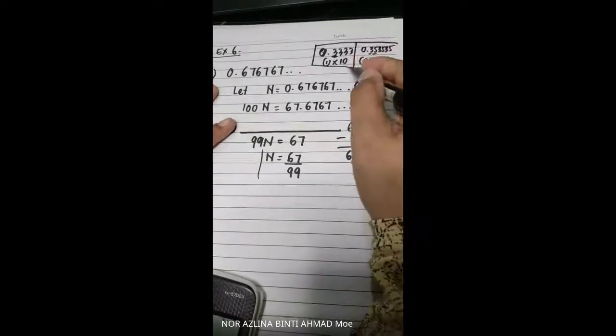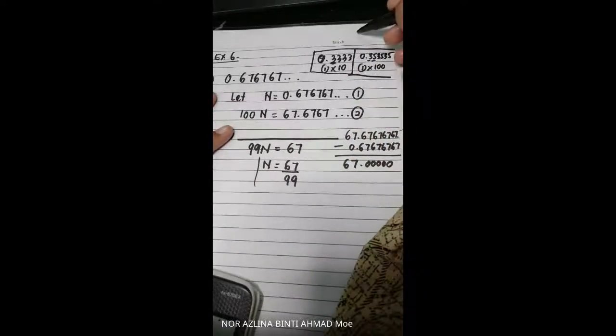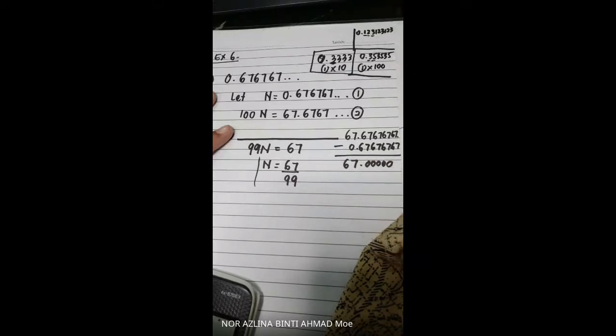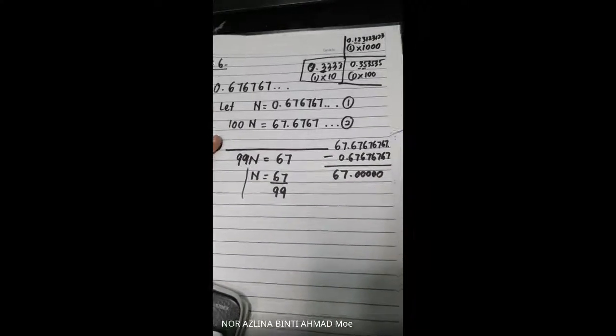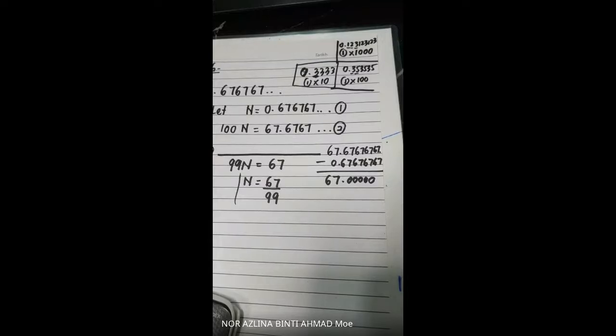If the repeated number is three numbers, let's say 123, 123, 123, the repeated number is three numbers. So the first equation you will multiply with 1000. Okay? Okay, teacher.